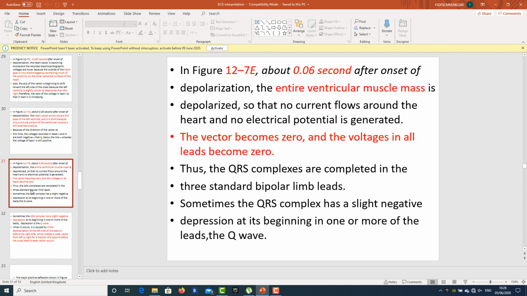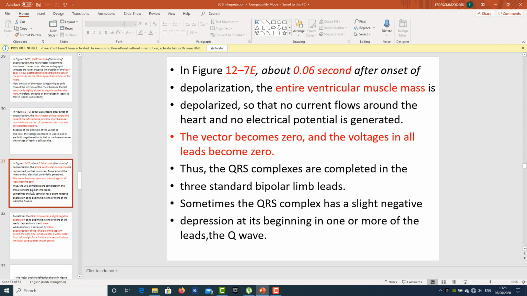So the vector becomes 0 after onset of depolarization. The entire ventricular muscle is depolarized, so no current flows around the heart and there is no electrical potential generation. The vector becomes 0 and the voltages in all leads become 0. The QRS complexes are completed in the 3 standard bipolar limb leads.